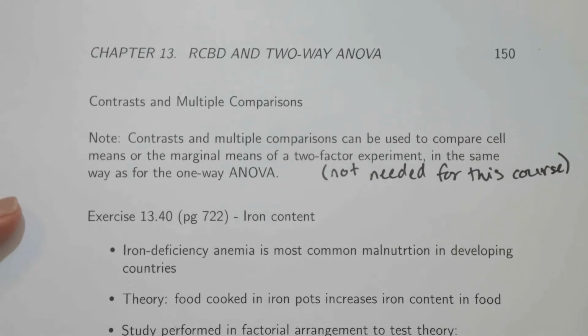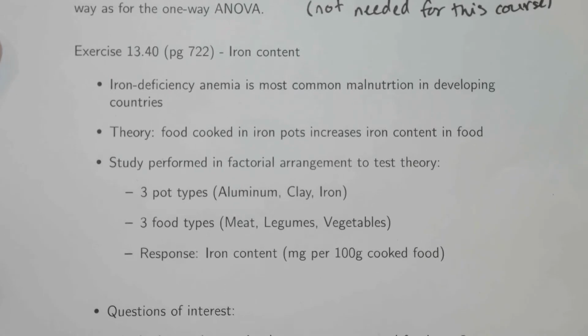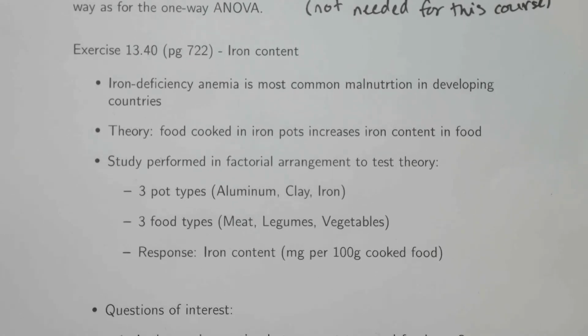So the example that I wanted to work through is exercise 13.40 in your textbook. It's on page 722 and it's on iron content. So this study, the big picture, concerned iron deficiency anemia, because that's the most common type of malnutrition that's seen in developing countries.